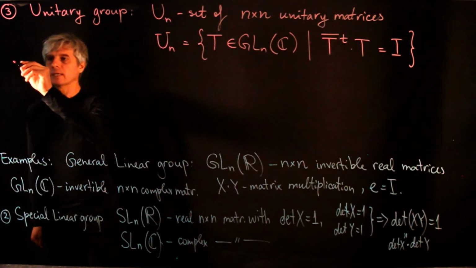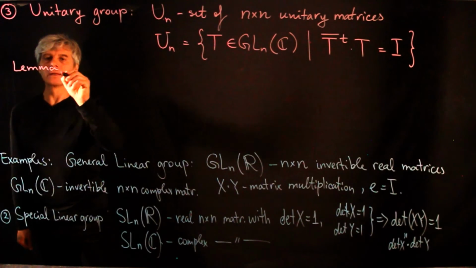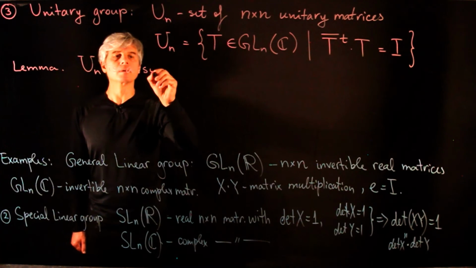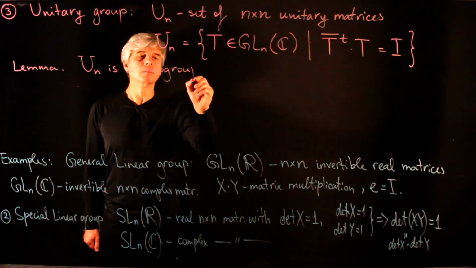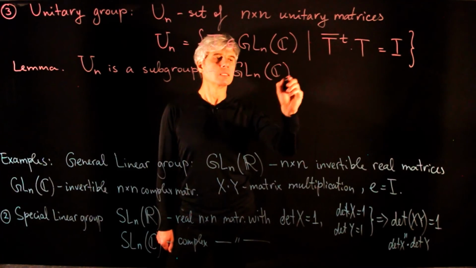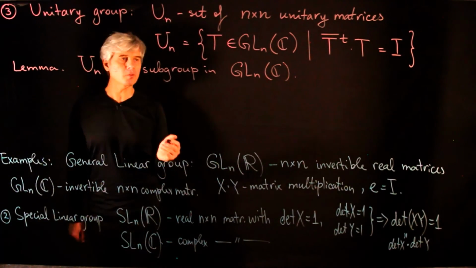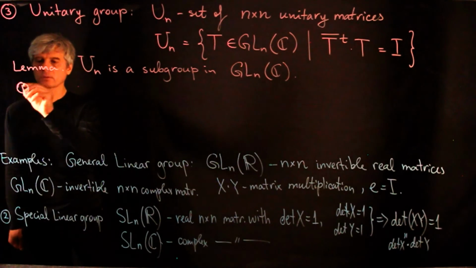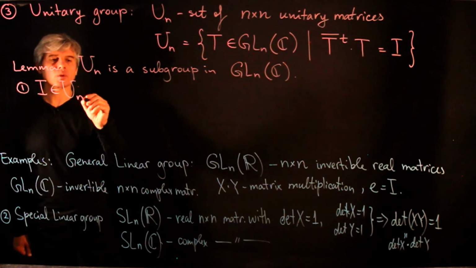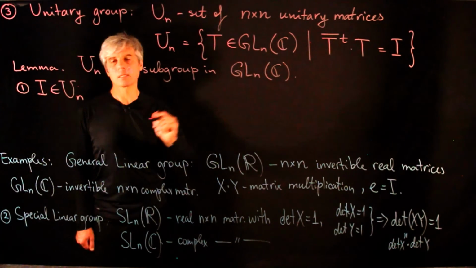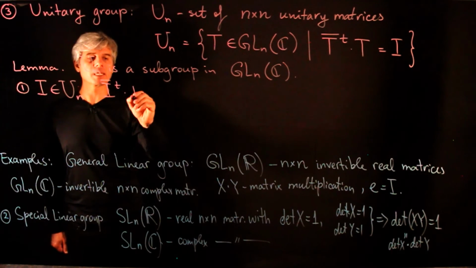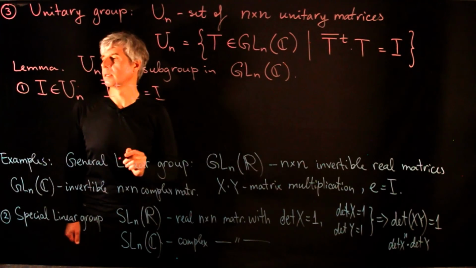Now, let's prove a lemma that UN is a subgroup in GLNC. And so to prove this, we make 3 observations. So first of all, the identity matrix belongs to UN. So the identity matrix is unitary, right? Because clearly identity transpose bar times identity is equal to identity.